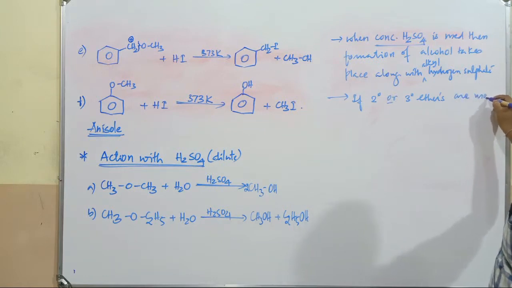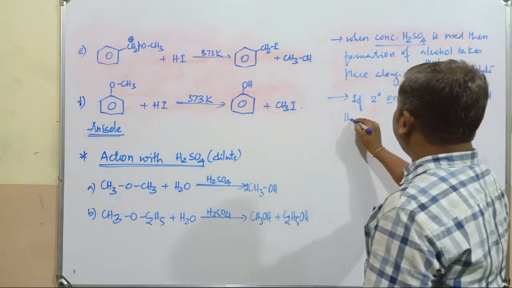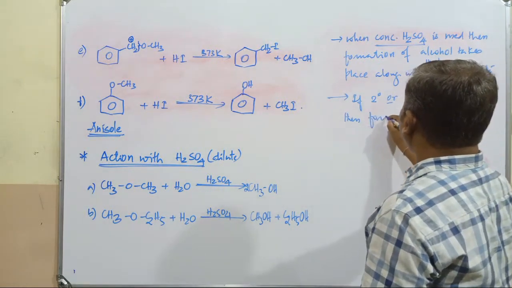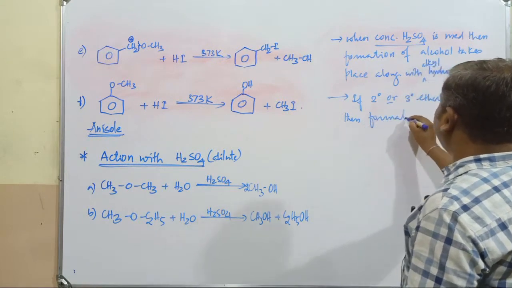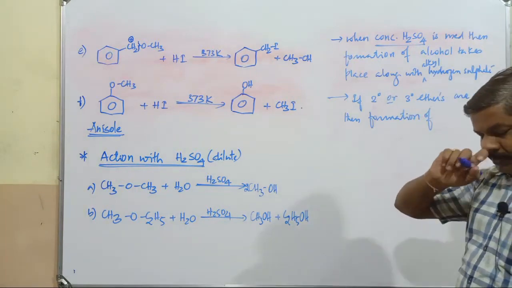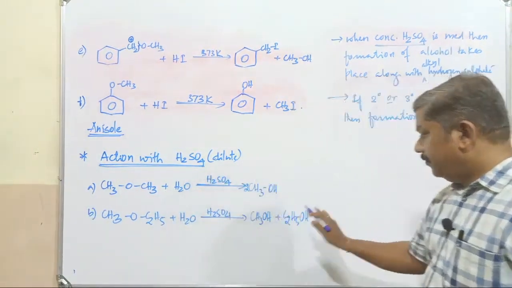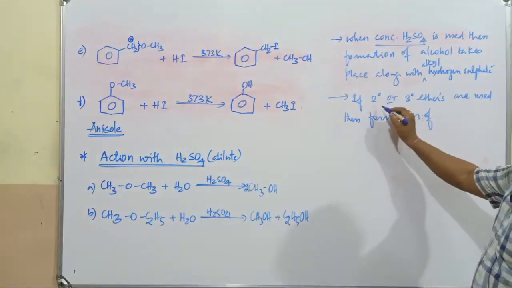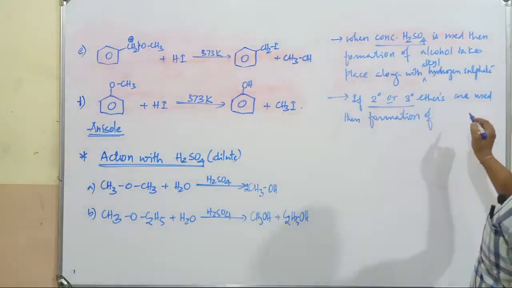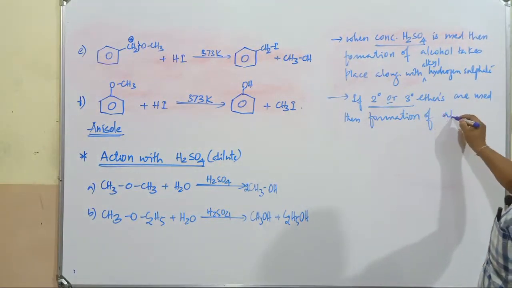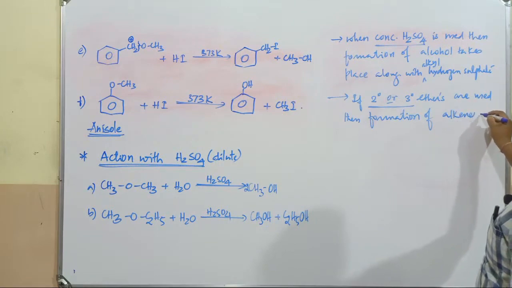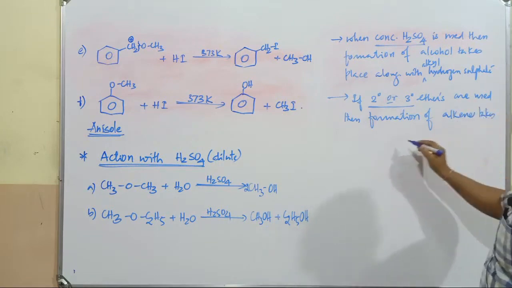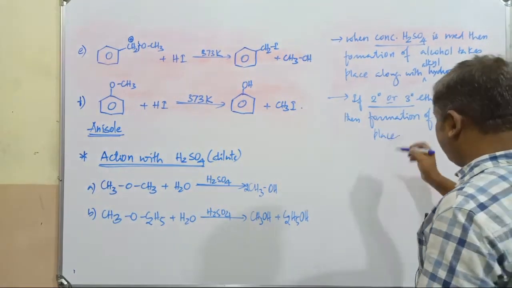Another point: if primary ethers are used, formation of alcohol takes place. If secondary or tertiary ethers are used, then formation of alkene takes place. Formation of alkene takes place in that reaction.